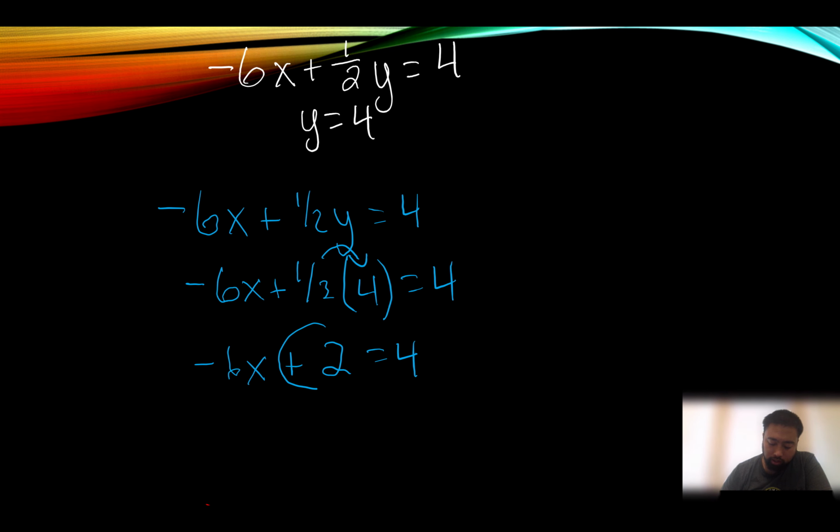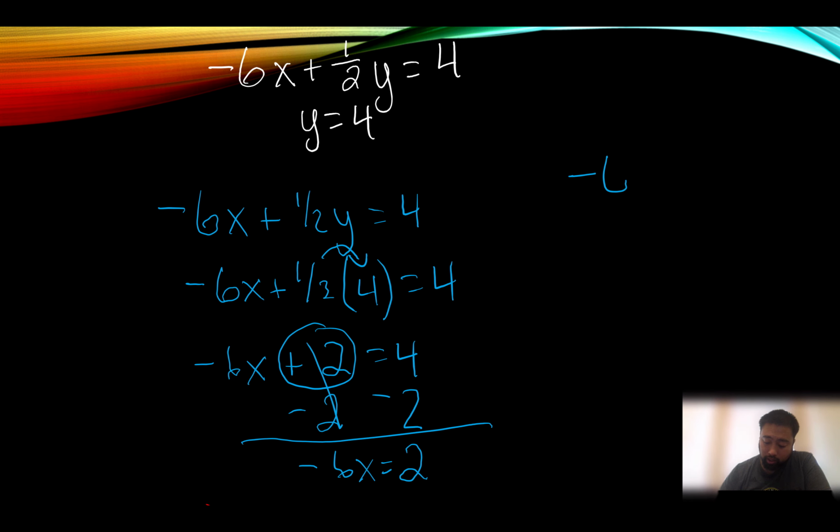You have to get rid of this plus 2, so we have to subtract 2. You got negative 6x equals 2. Negative 6x means to multiply, so we can do the opposite, which is divide. Divide this side by negative 6, divide this by negative 6. X is equal to negative 1/3.